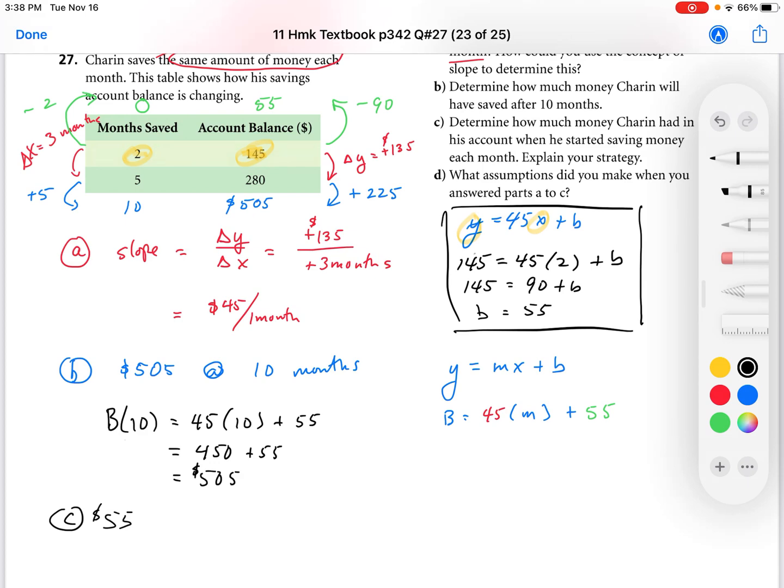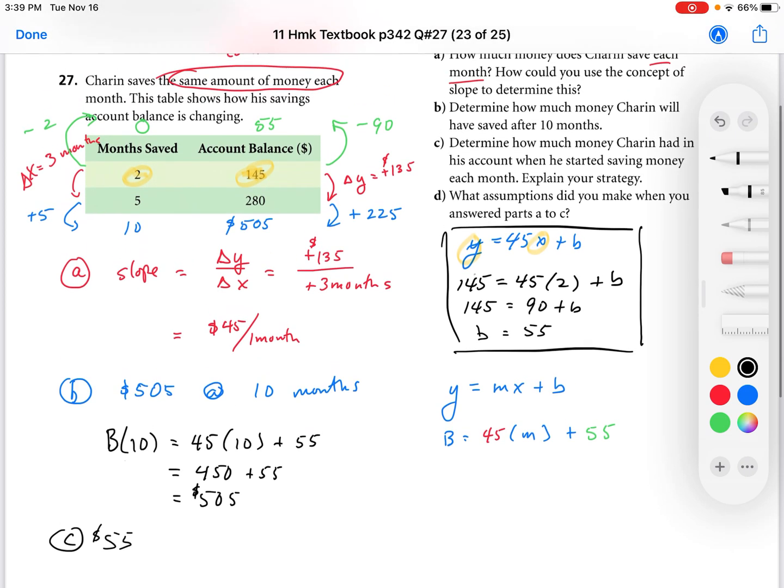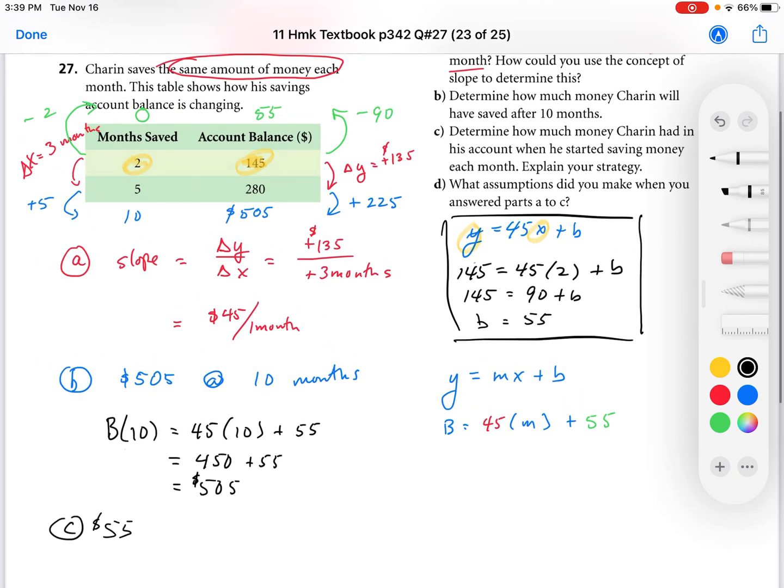Okay? And what assumptions did you make when you answered parts A to C? Well, we make an assumption that this is a linear equation. So the assumption is that this is a linear relationship.